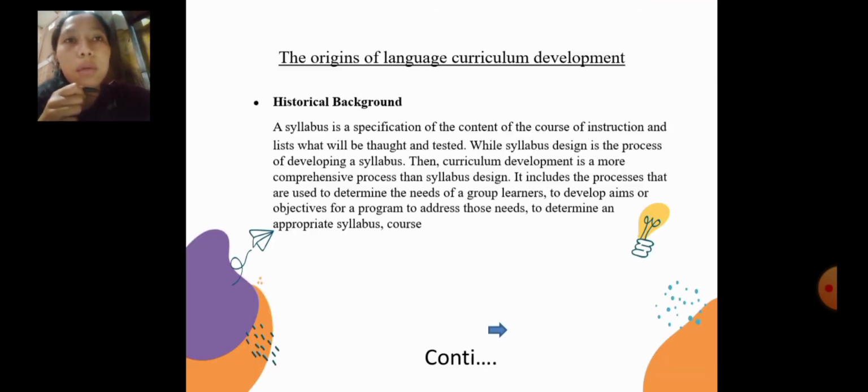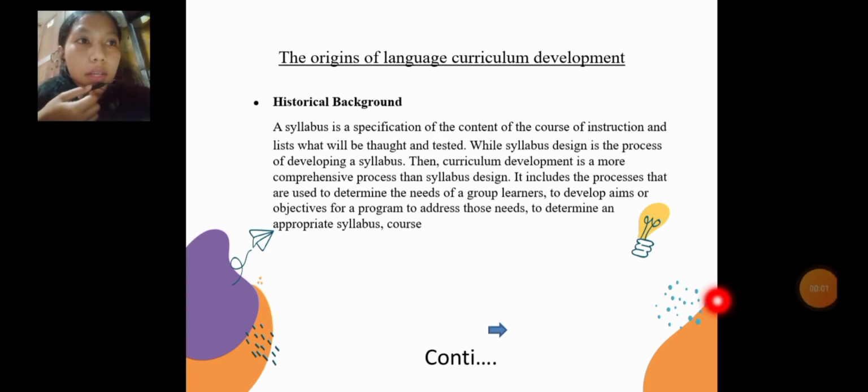Okay, so first, the origins of language curriculum development. Historical background. A syllabus is a specification of the content of the course of instruction and lists what will be taught and tested, while syllabus design is the process of developing a syllabus. Then, curriculum development is a more comprehensive process than syllabus design.